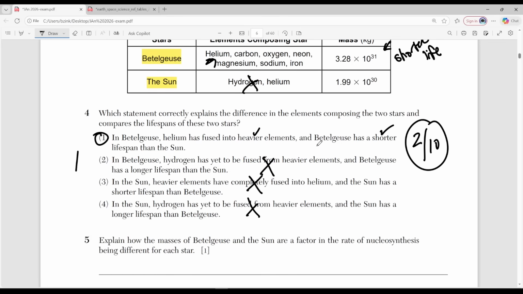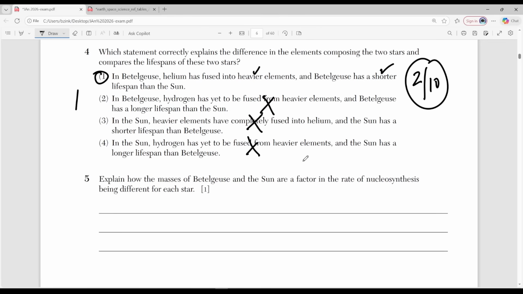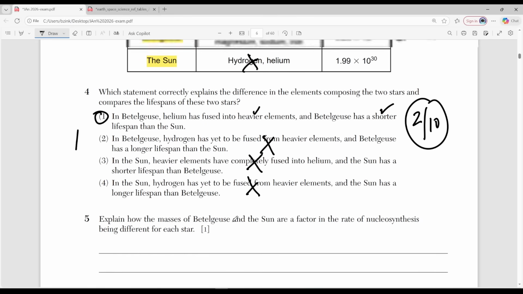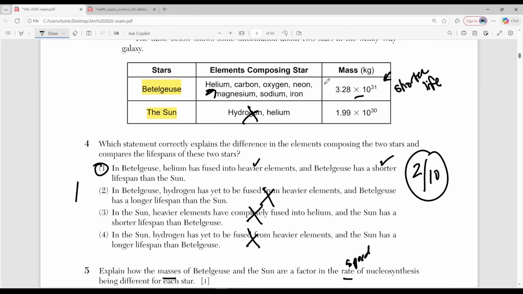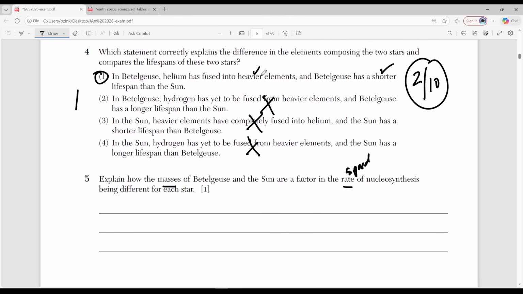Pretty easy question. Explain how the masses of Betelgeuse and the sun are a factor in the rate of nucleosynthesis being different for each star. So for this, you're going to have to know a lot of background knowledge about stars. Basically, rate is speed. So the idea here is that all you have to know is the bigger the mass, the faster that nucleosynthesis is going to happen, because the lifetime of the star is shorter if it's high mass. That's something you just kind of have to know.